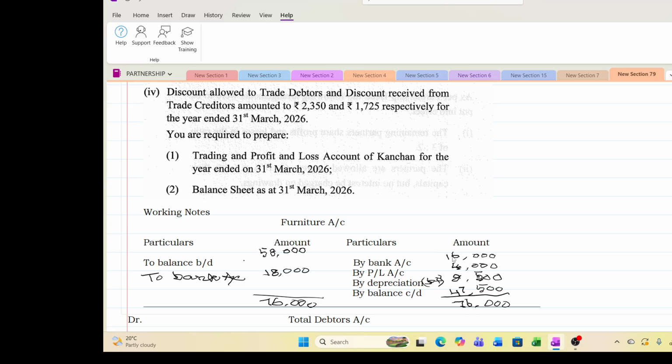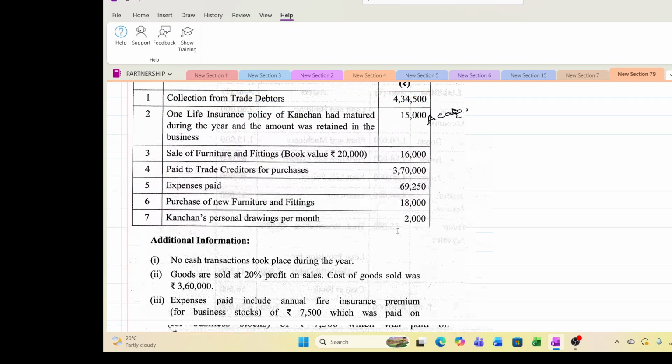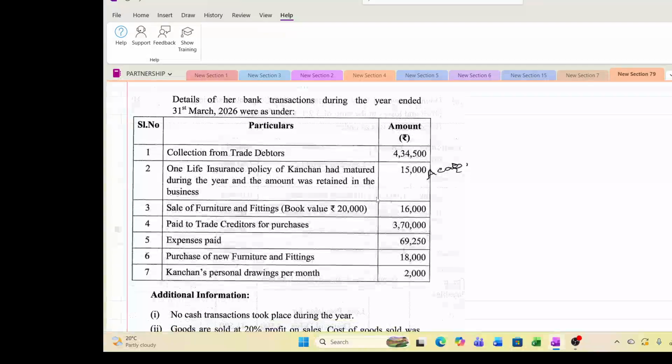So credit what goes out. Then P&L account 4,000 rupees. So we did this thing also. So all the entries were made up to this.